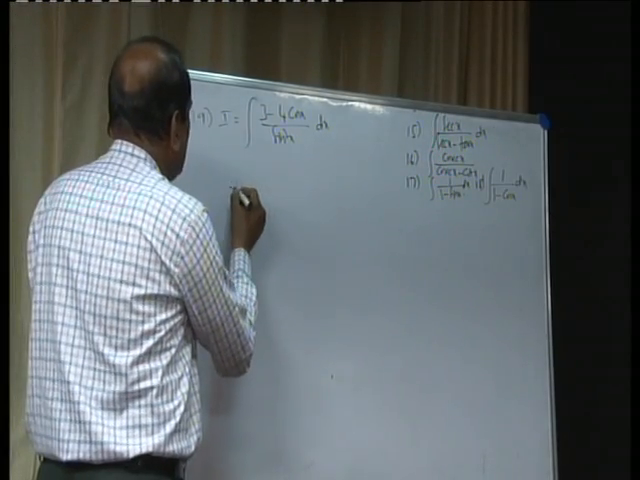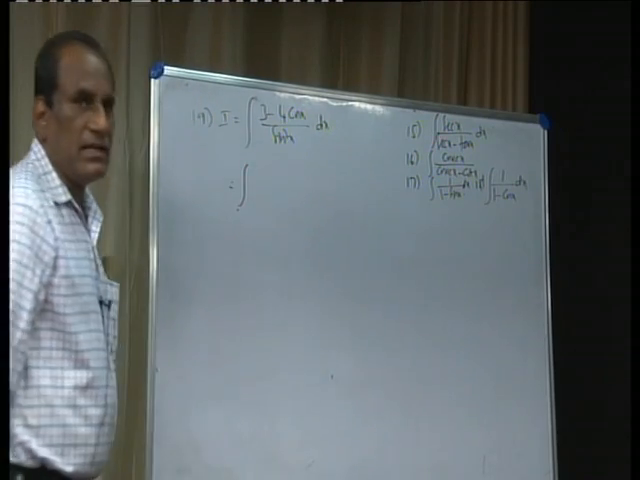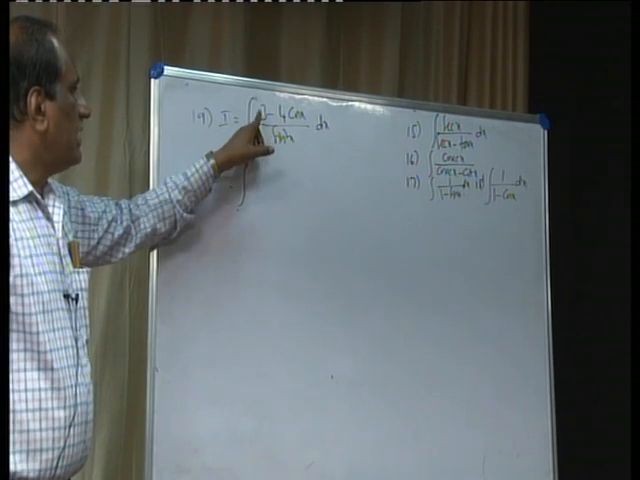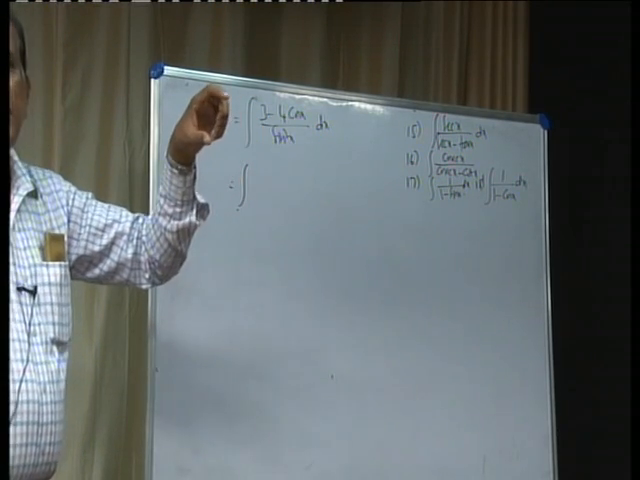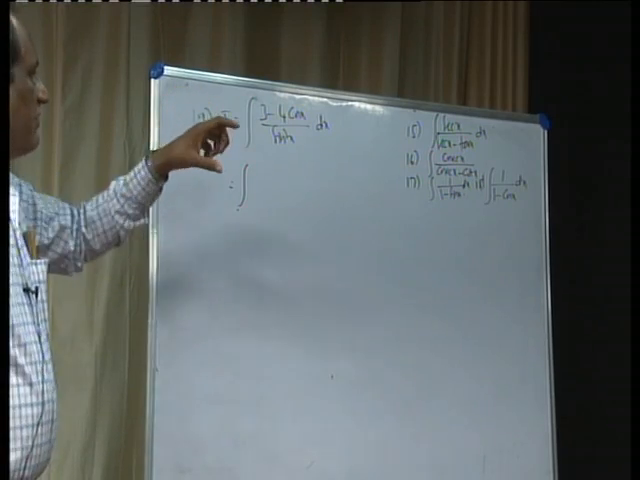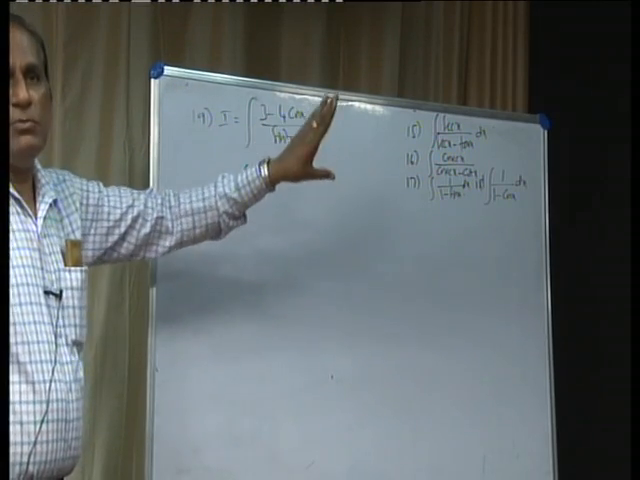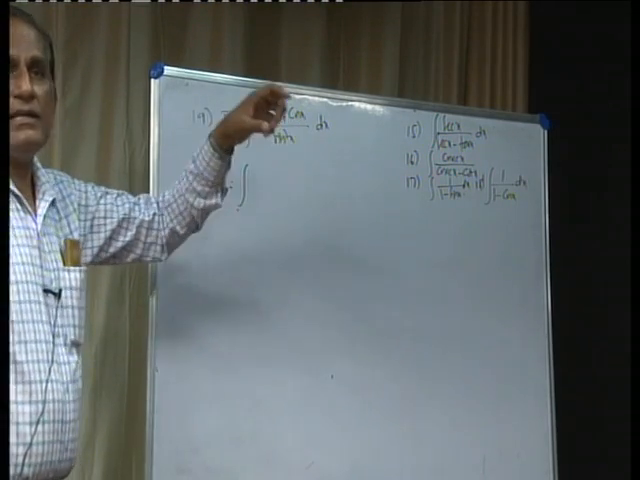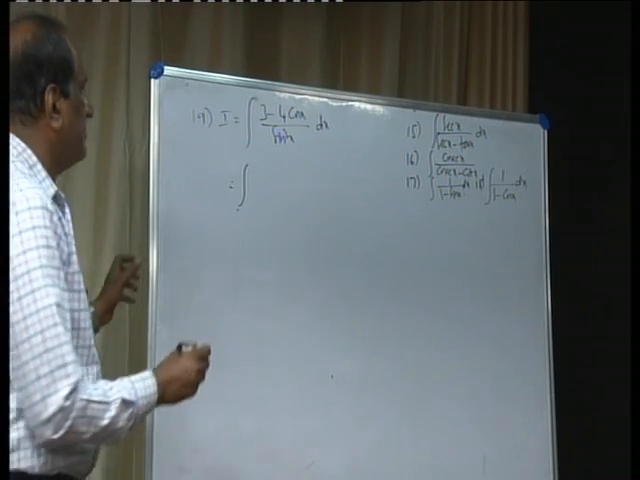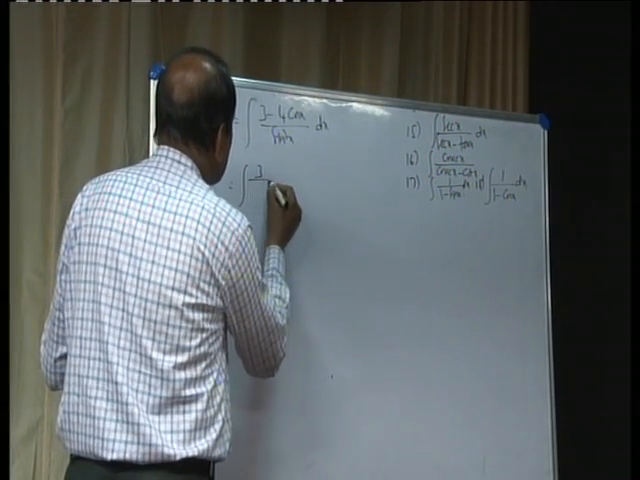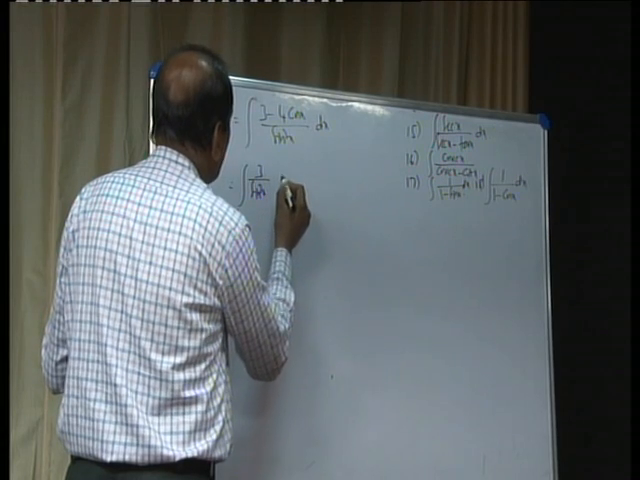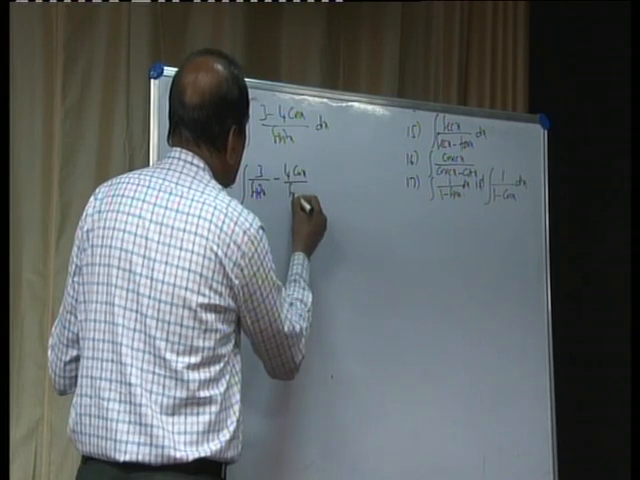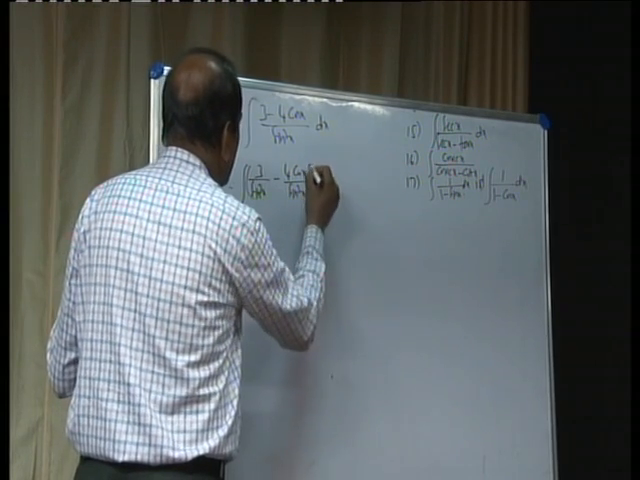Now, we can write this into a common base. The common base is sin square x. There are 2 terms in the numerator, so we can split into 2 fractions. The number of fractions is equal to the number of terms in the numerator. This is only in the case of a single term in the denominator. Now, we can write this as 3 by sin square x minus 4 cos x divided by sin square x, whole dx.